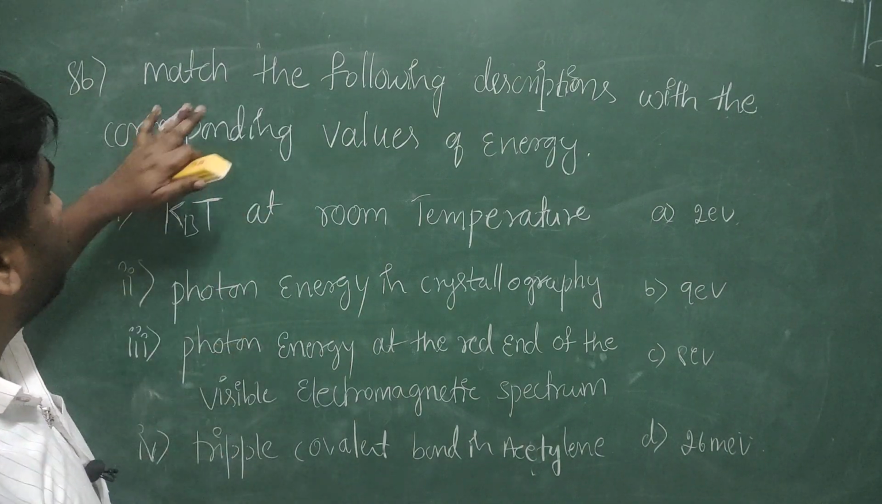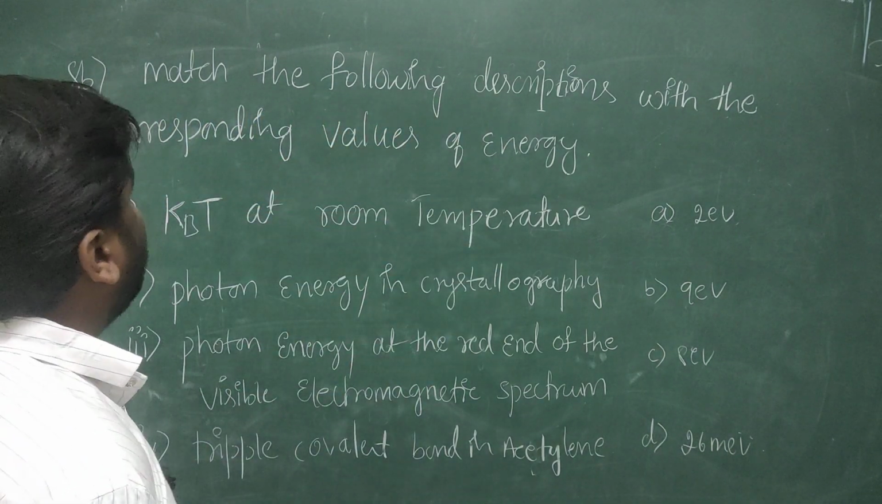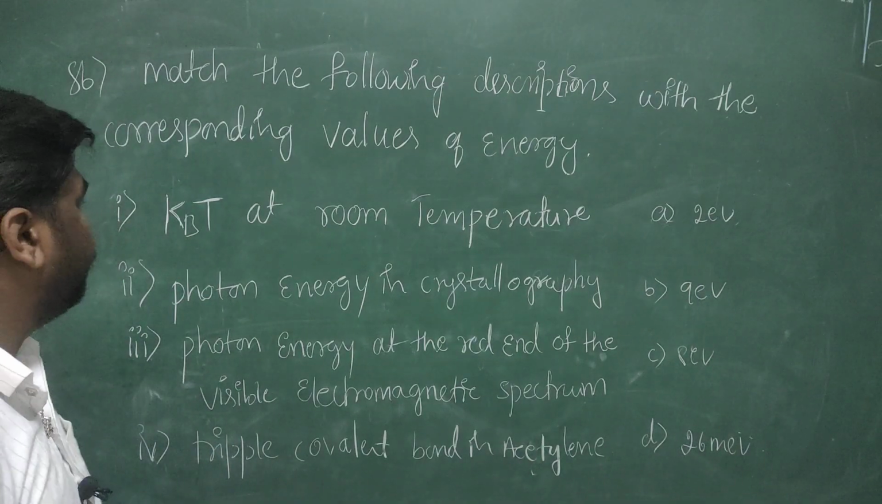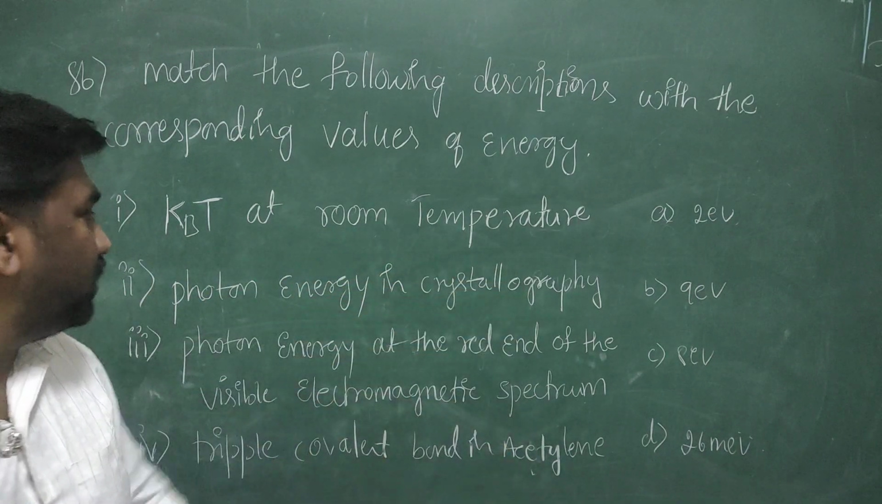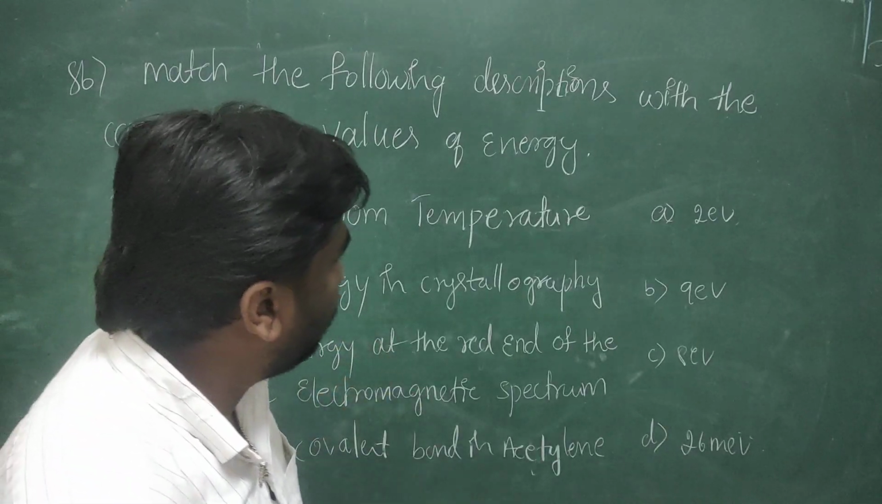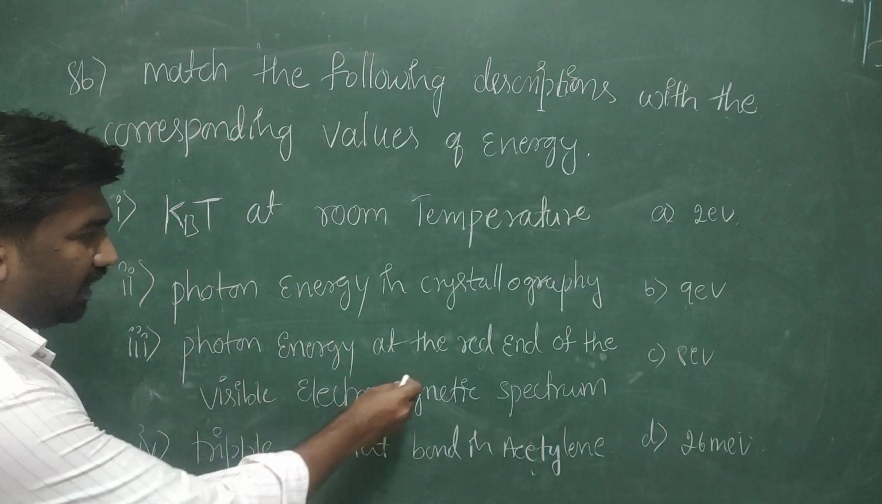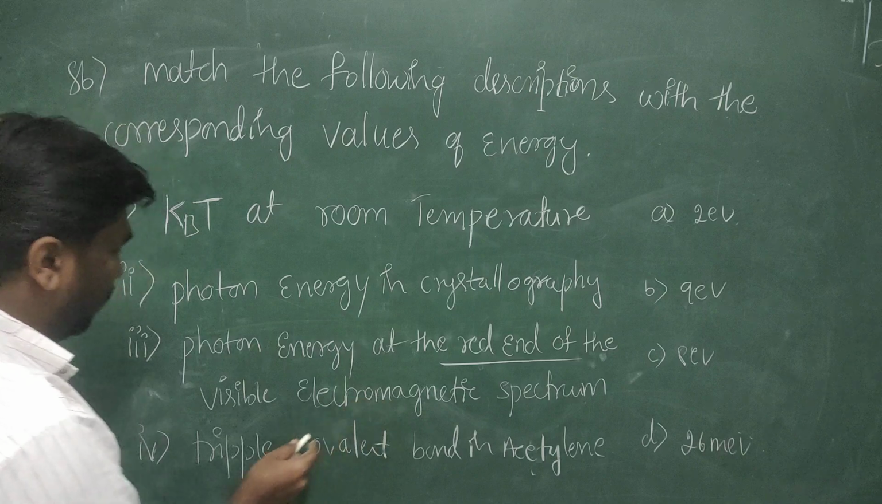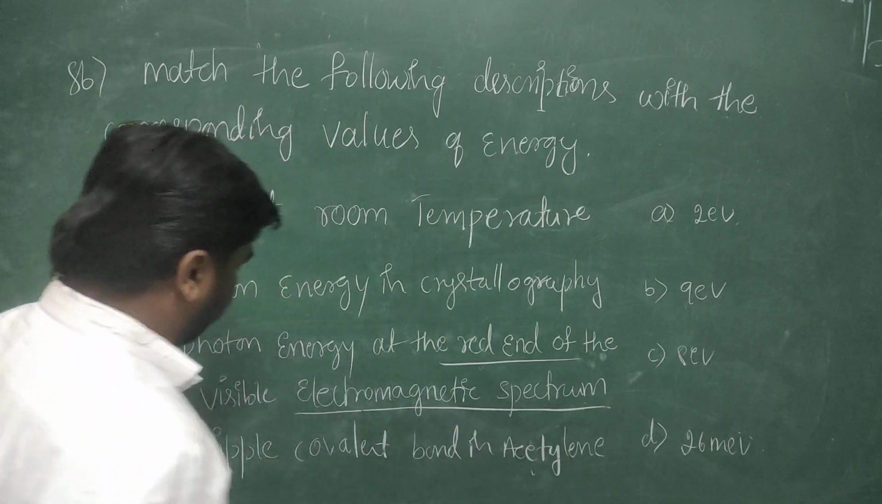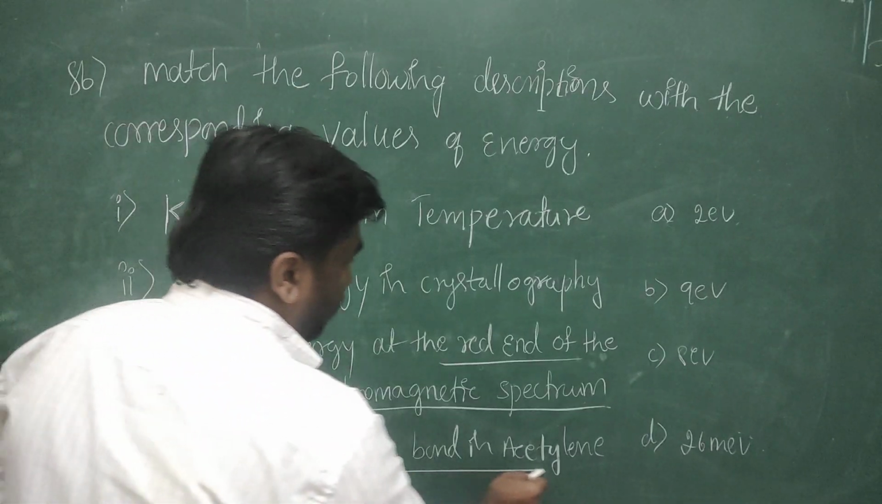So this is the question. Match the following description with the corresponding values of energy: kBT at room temperature, photon energy in crystallography, photon energy at the red end of the electromagnetic spectrum, and covalent bond in acetylene.